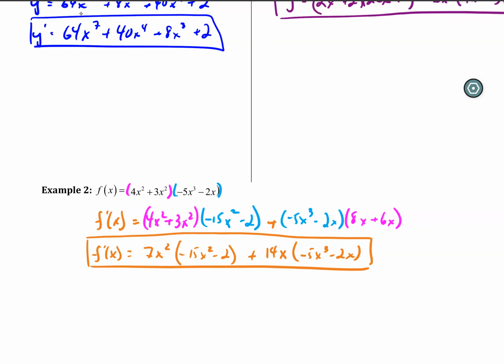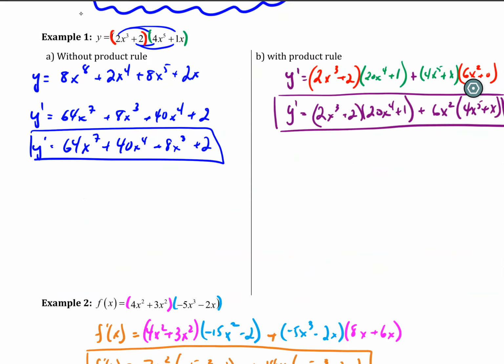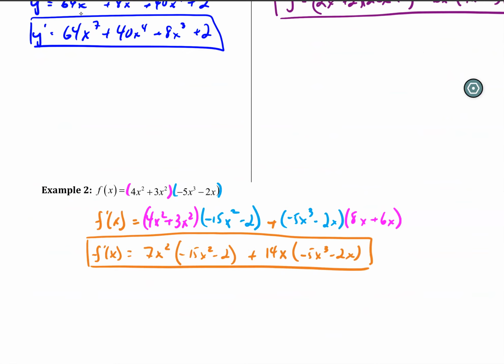That's the process. So take the opportunity, use the rule. It's all about memorizing this format. I like to refer to it as the first times the derivative of the second, plus the second times the derivative of the first. I think it's easier to remember than saying f of x, g of x, and g prime and all that kind of stuff. So make sure you go over the video, make sure you have good notes, and use the practice problems for better understanding.